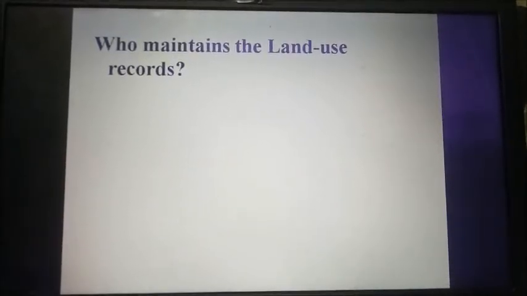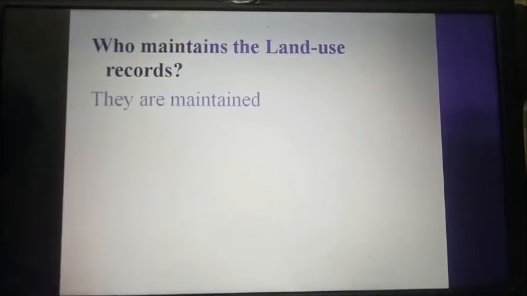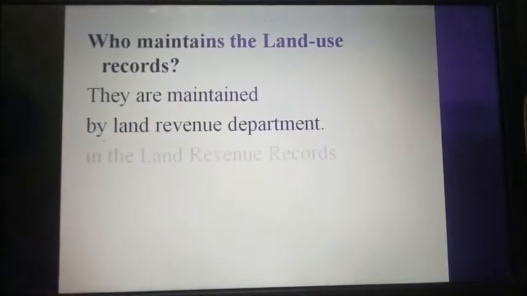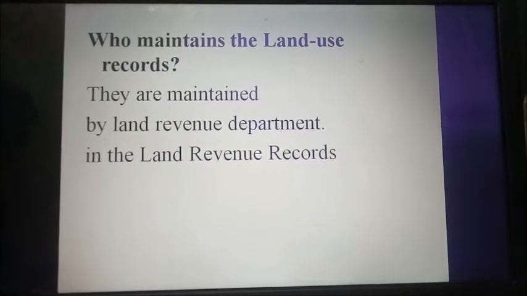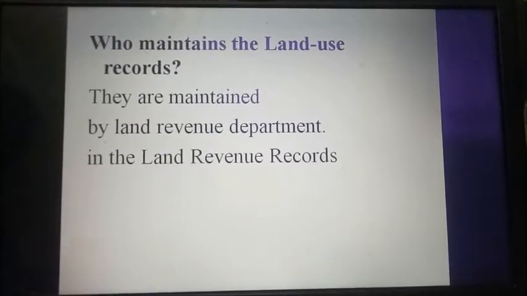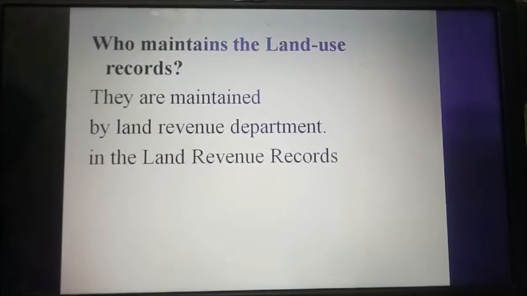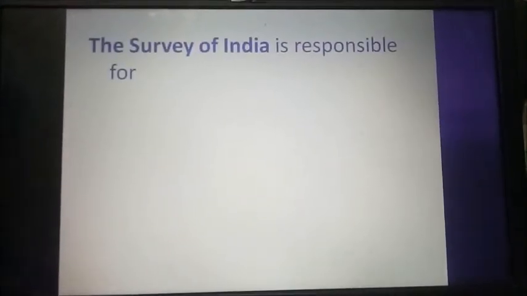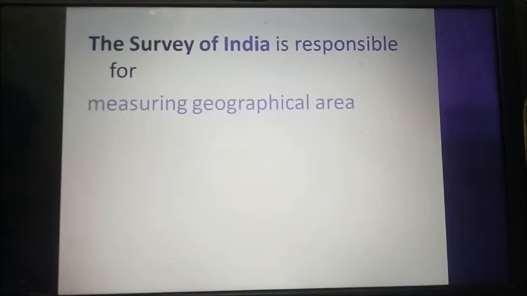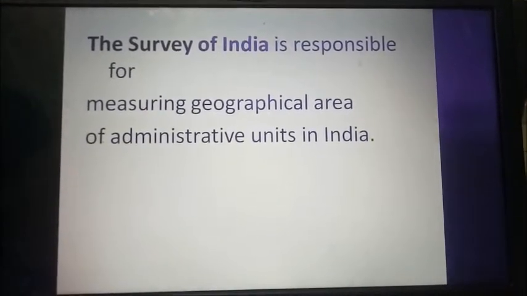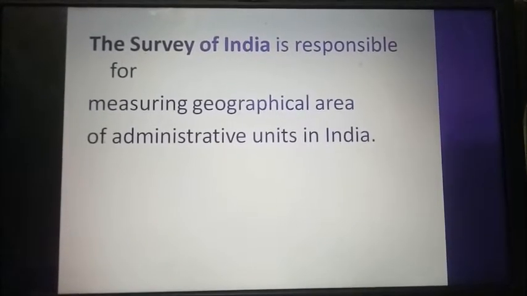Now, who maintains this land records? Land records are basically maintained by the Land Revenue Department, and the records are kept in Land Revenue Records. I repeat, land use records are maintained by the Land Revenue Department and are kept in Land Revenue Records. The Survey of India is responsible for measuring the geographical area of administrative units of India. The land surveys are done by the Survey of India.